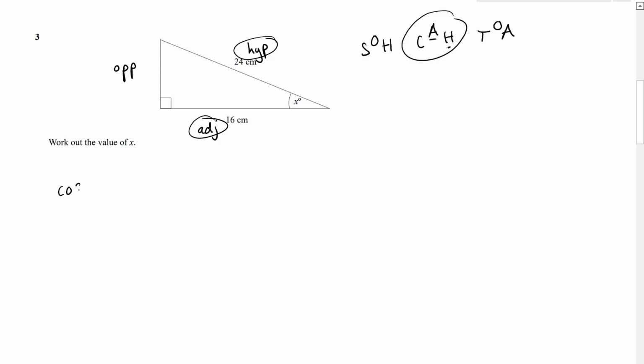So then we can write out that cos of x is equal to the adjacent, which is 16, divided by the hypotenuse, which is 24. If you wanted to, you could simplify this fraction, but it's really not necessary. So we need to solve for x, and it's currently being put into the function of a cosine. So the cosine function is currently being applied to x. So we need to get rid of that. We need to somehow move the cosine function to the other side.